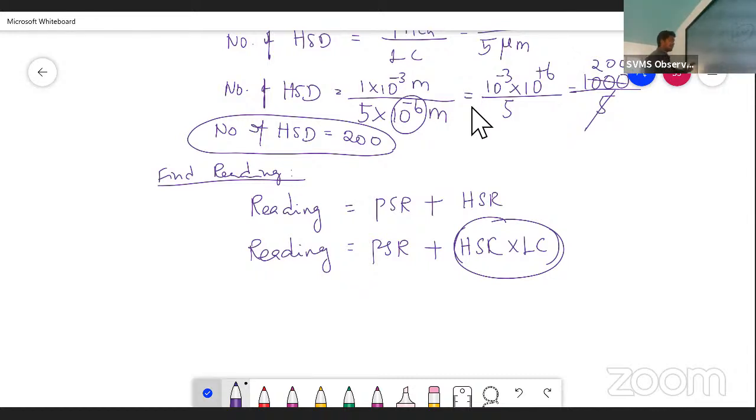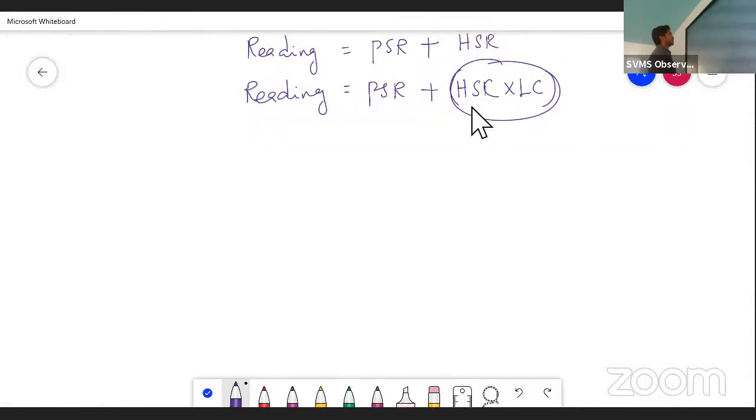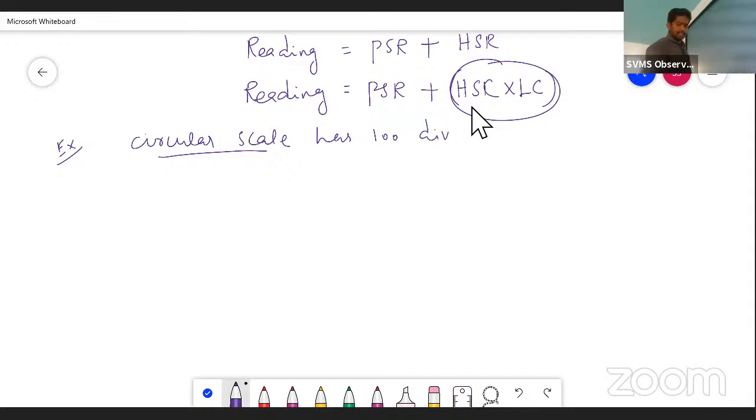I want to take one example: how to calculate and measure the value of reading in the screw gauge. What is the question? Circular scale has 100 divisions. Calculate the diameter of the wire.